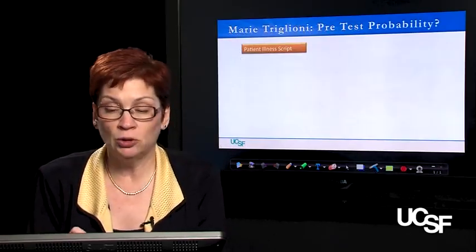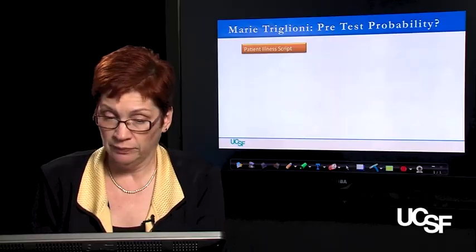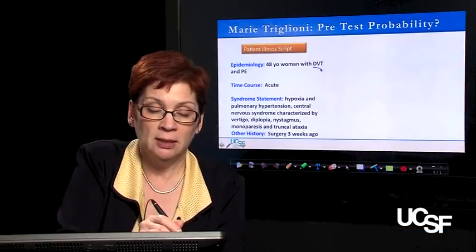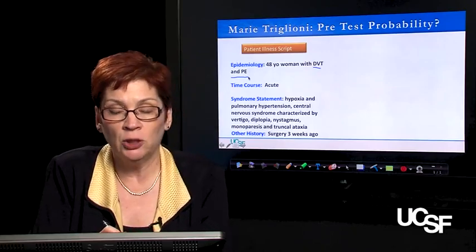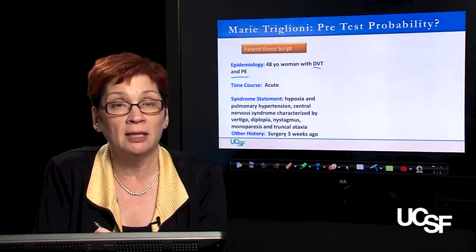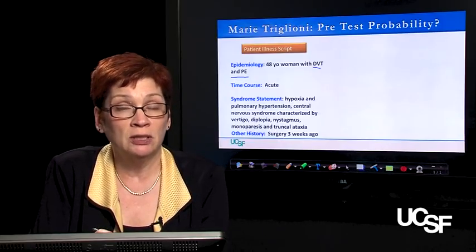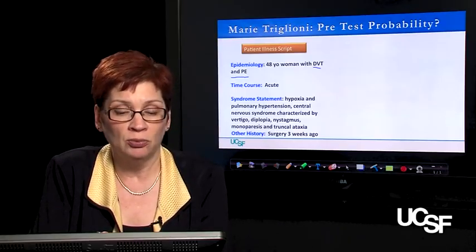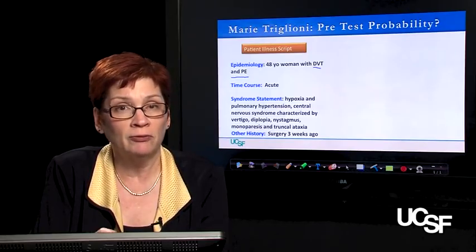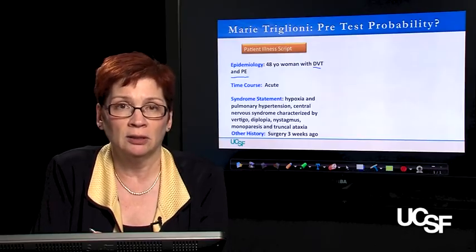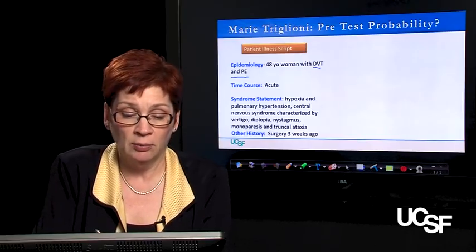Let's compose Ms. Trigliani's patient illness script. Epidemiology, this is a 48-year-old woman with a DVT and a pulmonary embolus. So this is an interesting feature here. We are considering DVT and pulmonary embolus to be an epidemiology. That is an exposure, a risk factor, or another disease that might be related to the acute presentation. So we want to put it right up front because it'll help us analyze our signs and symptoms in the context of her illness, which I think is critically important.